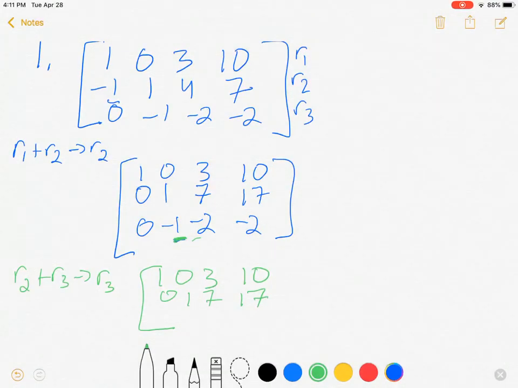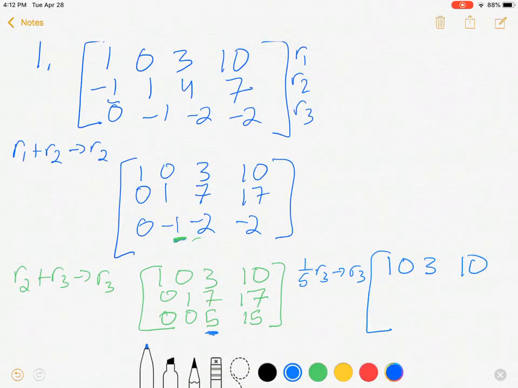Now I take row 2 plus row 3. 0 plus 0 is 0. 1 plus -1 is 0. 7 plus -2 is 5. 17 plus -2 is 15. I'm now really close because I want this now to be a 1. So if I multiply by 1/5, so 1/5 times row 3 replacing row 3, it'll give me exactly what I want. 1, 0, 3, 10, 0, 1, 7, 17, 0, 0, 1, 3.